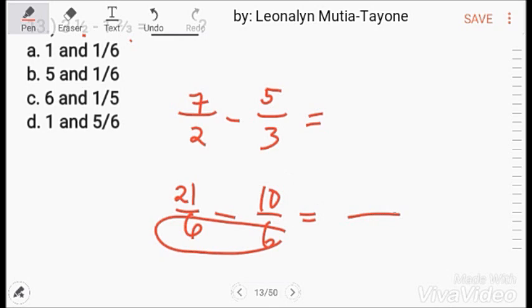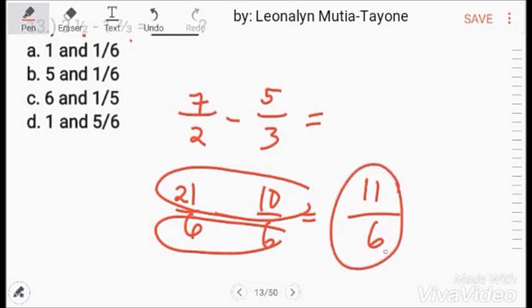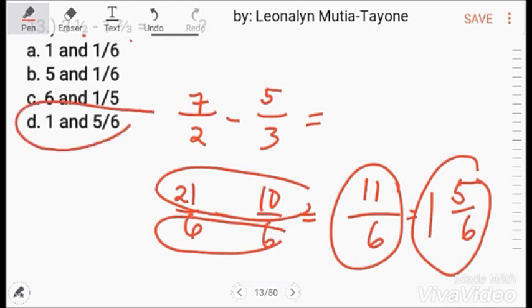So, pareho na siya ng denominator. Kopyahin ang denominator. So, mag-deduct tayo sa numerator. 21 minus 10 is 11. At hindi pa yan ang final answer. 11 divided by 6 is 1 and 5 over 6. And the answer is letter D, 1 and 5/6.